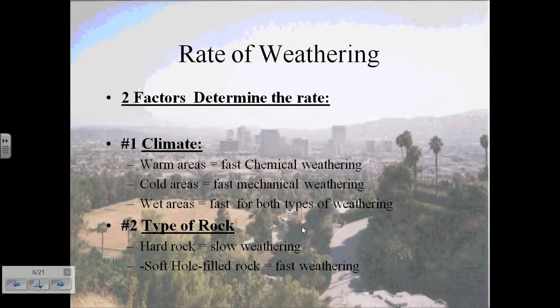For the type of rock, a hard rock results in a slow weathering, which makes sense because those rocks are very durable and strong and can withstand inclement, harsh conditions. With softer, more porous or permeable rocks, you tend to have faster weathering because you have all types of things that can seep within those holes and break them into smaller pieces, or just break the soft material down into smaller pieces in the same fashion.